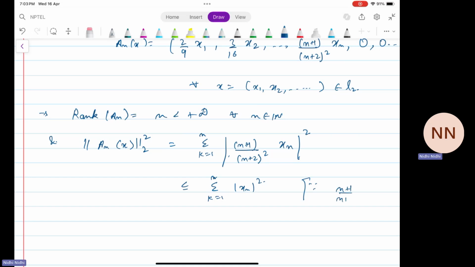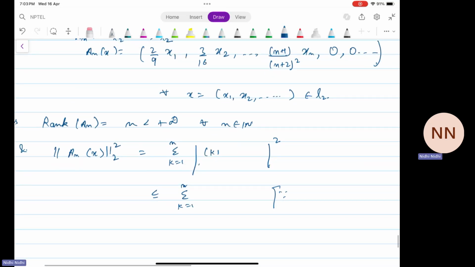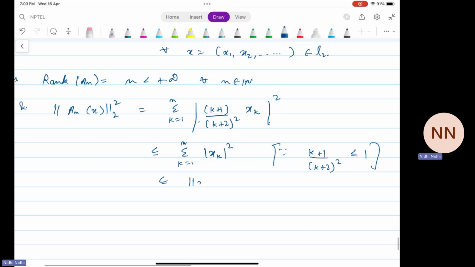Sorry, this is k. So let me write it again. So this is the summation of ((k plus 1) by (k plus 2)) whole squared times x_k squared. Since ((k plus 1) by (k plus 2)) squared is less than or equal to 1, this is less than or equal to the summation of x_k squared, and this is obviously less than or equal to the L2 norm of x squared.